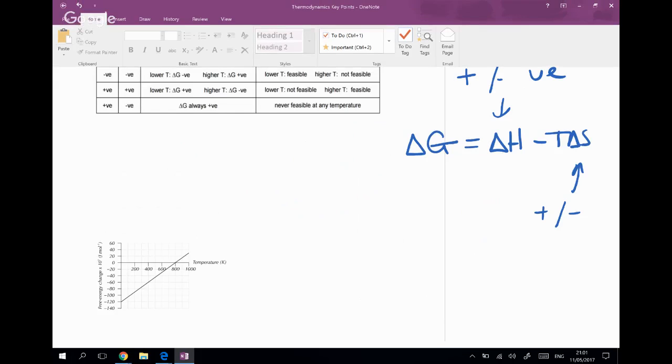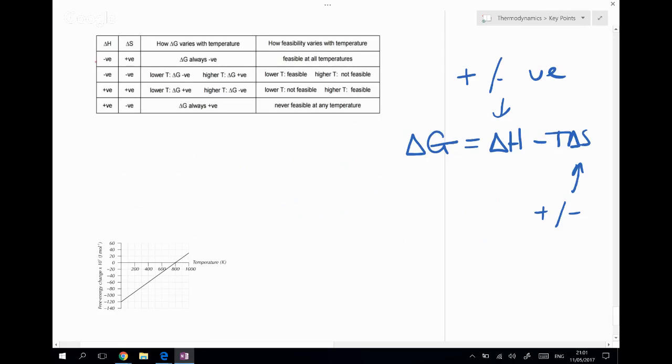And what we see, just to identify, is if we have a negative delta H and a positive delta S, delta G is always negative, and therefore we are feasible at all temperatures. If we've got an exothermic reaction and the entropy decreases, so it becomes negative, then at lower T, delta G is negative, and at higher T, delta G is positive. In other words, at some value, there will be a temperature when delta G is equal to 0. Above that, the reaction is not feasible, and below that temperature, the reaction is feasible.